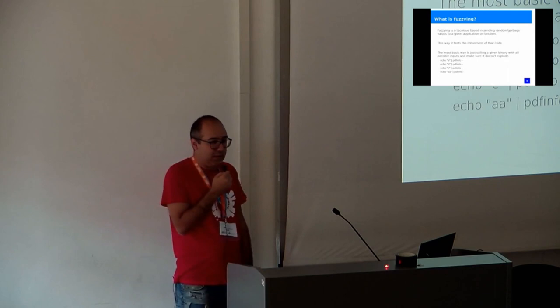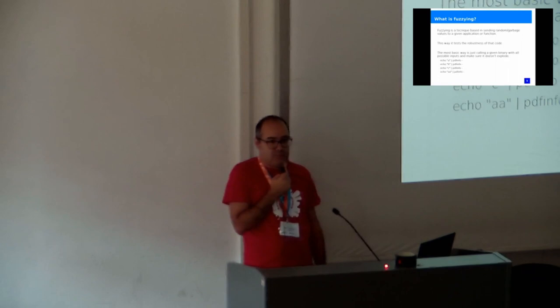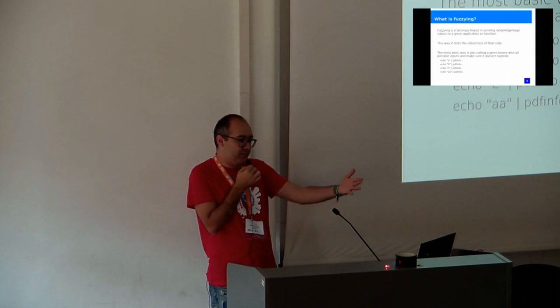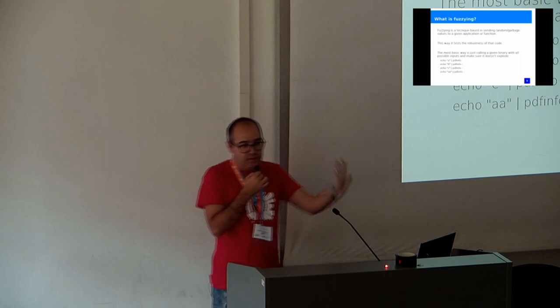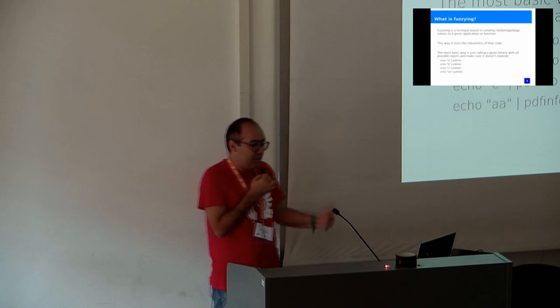One could do fuzzing by hand. You could start with pdfinfo, for example, which is a binary that will, if you give it a PDF, tell you the title and the author and whatnot, and you could just start with echo A, echo B, echo C, and D, and E, and try all the possible inputs. This is very basic, nobody does that, but it's one of the ways you could do it. It's just like doing a for loop forever, sending it random input and seeing if it crashes.